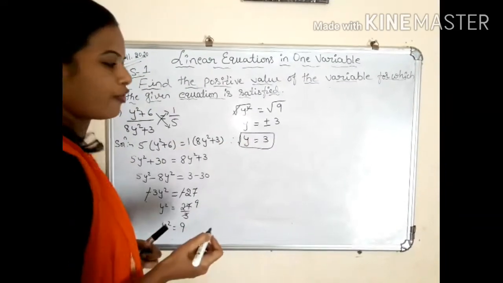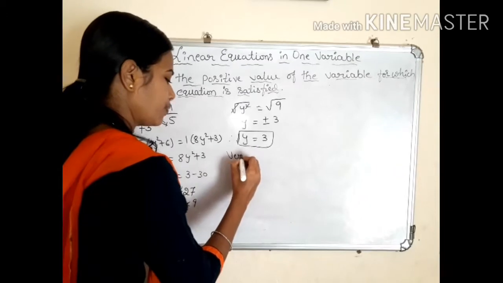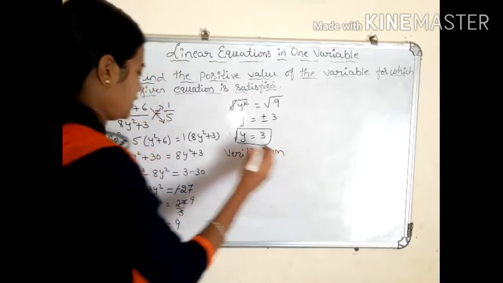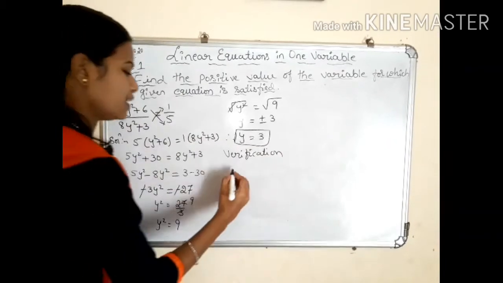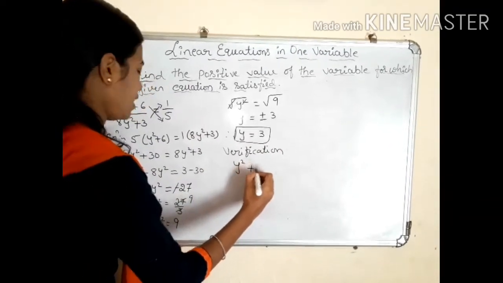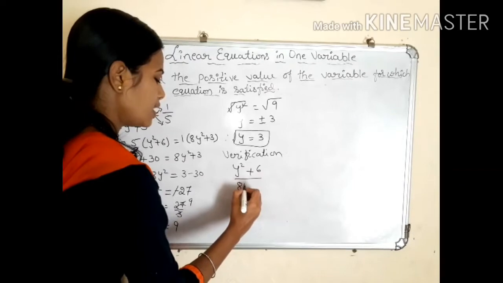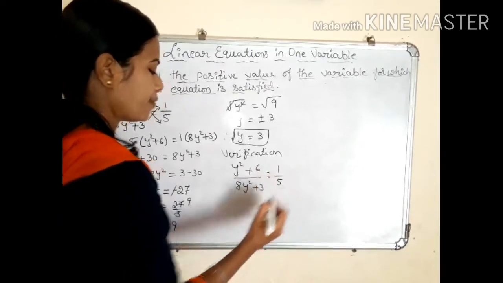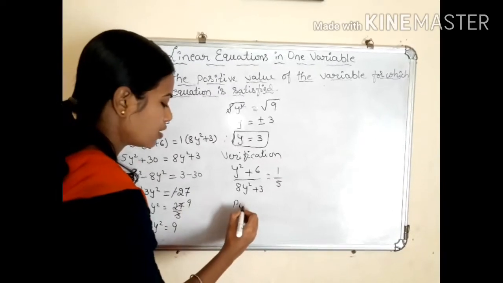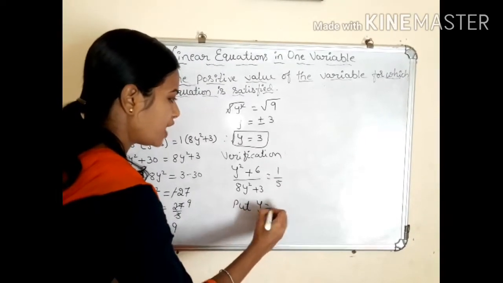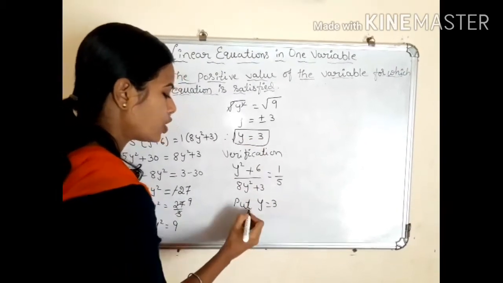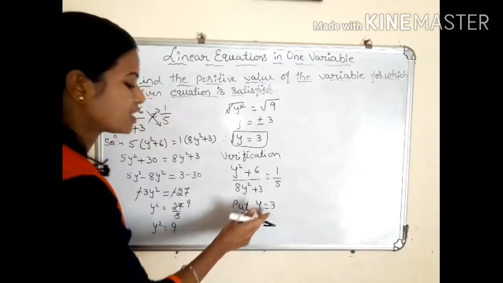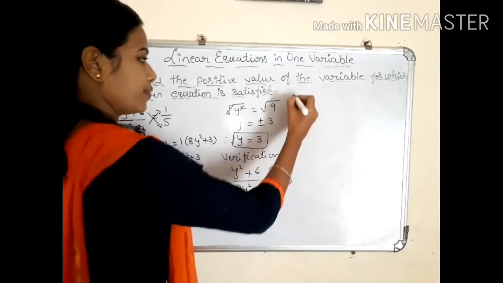Next step, go for verification. Verification, write down the question as it is. Here the question what they given, write as it is. (y² + 6)/(8y² + 3) = 1/5. Put the y value what we got here, 3. Put y is equal to 3 in LHS. By considering LHS, substitute the y value as 3.